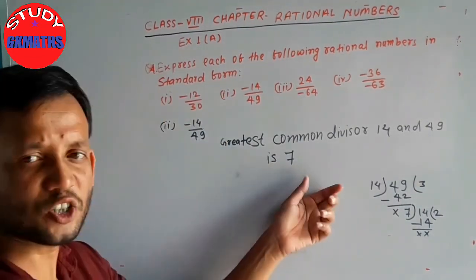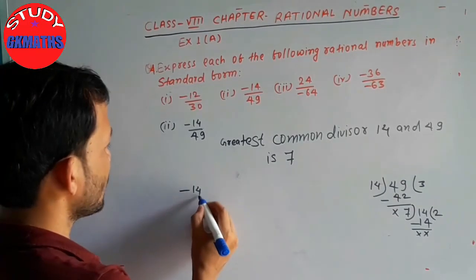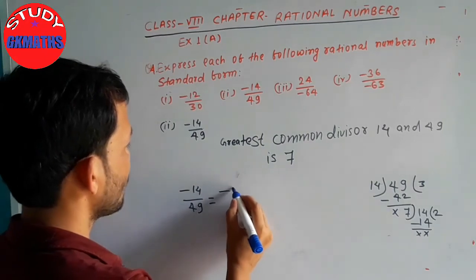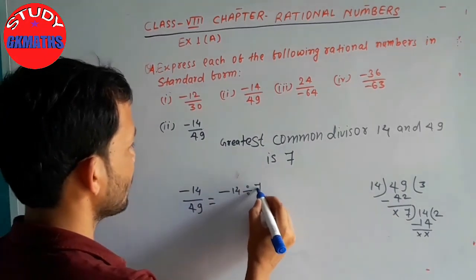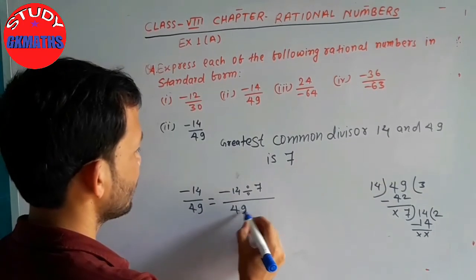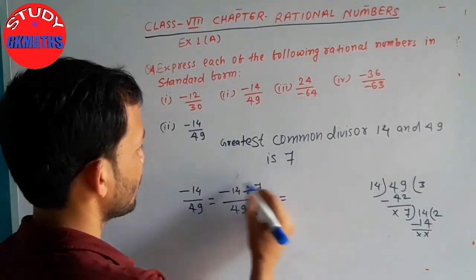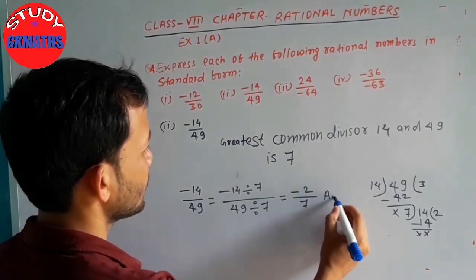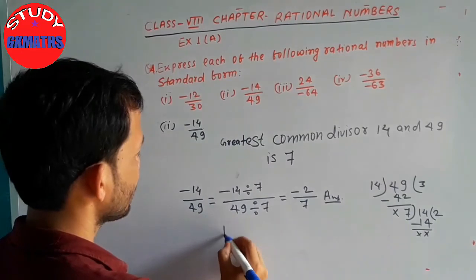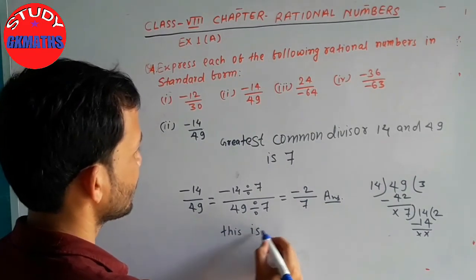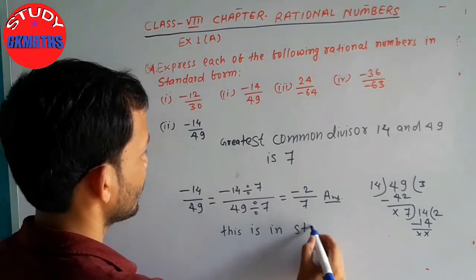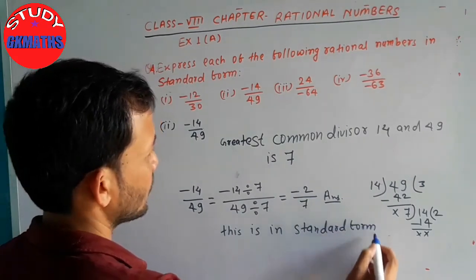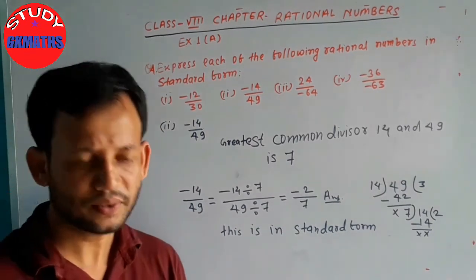Simply take this greatest common divisor. Minus 14 upon 49 equals minus 14 divided by 7 over 49 divided by 7. 7 twos are 14, so minus 2, and 7 sevens are 49. This is your answer. You can say that this is in standard form. Now I will take the next question.